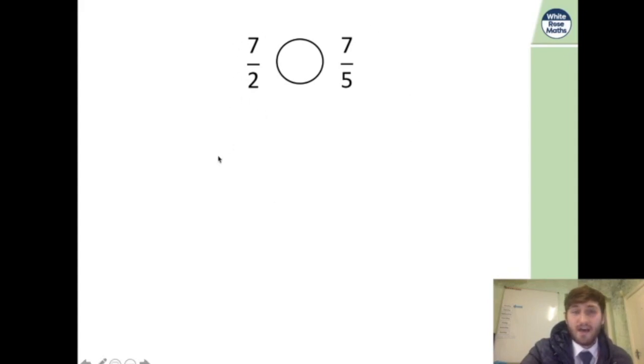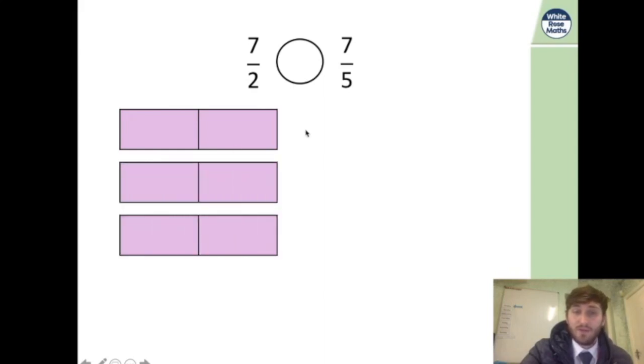So I've got 7 halves. So I'm going to draw, well, I know 1 whole, 2 wholes, 3 wholes, and a half. I could do this in my head. So 2 goes into 7, well, it goes in 3 times with 1 half.